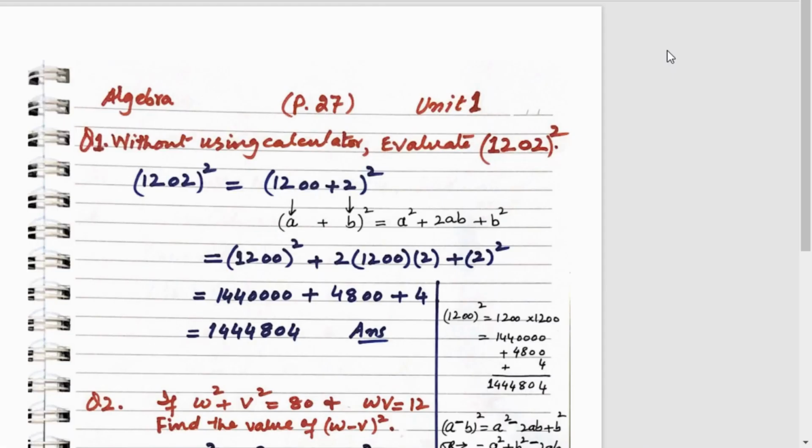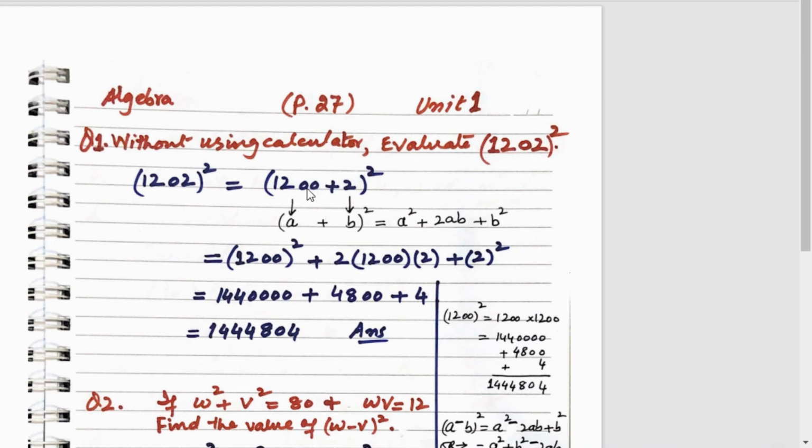Now the topic we are going to do today, again using identities, is to evaluate this number square. It is written over here. Instructions are very clear: without using a calculator, evaluate 120 square. 120 square, you can read it like this, whole square.